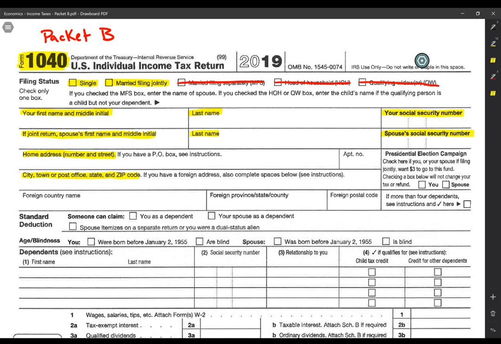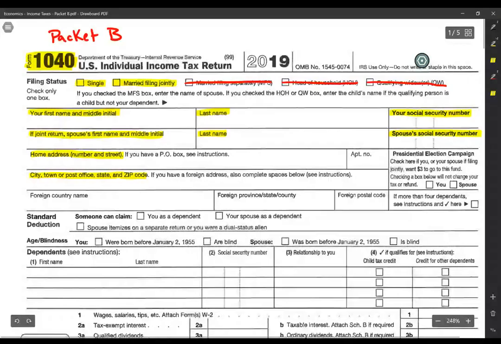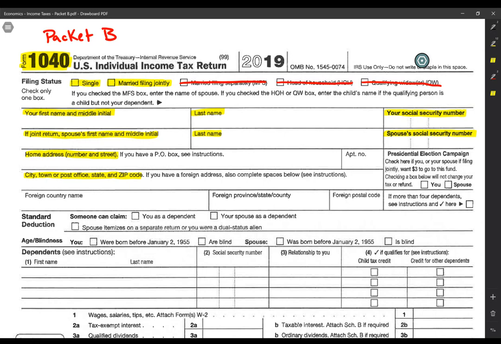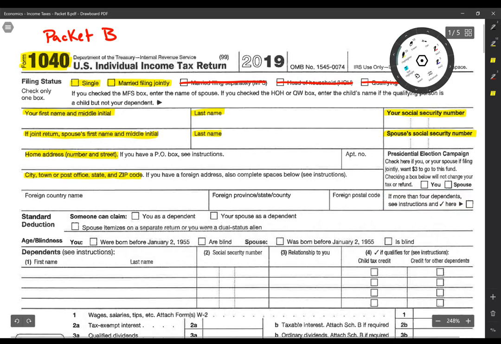Then the city, town, post office, state, zip. Okay. Presidential election campaign, ignore it. Okay, let's see. I'm not going to give you more than 4 dependents, so you don't have to worry about checking over here. Dependents are children, right? So standard deduction here.